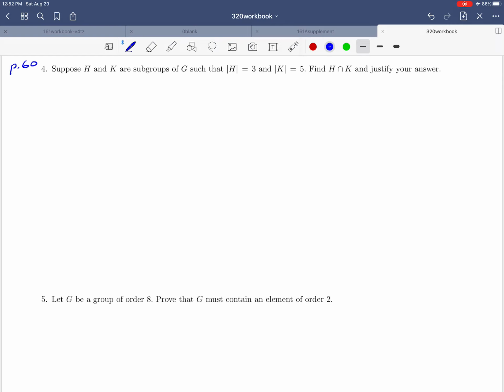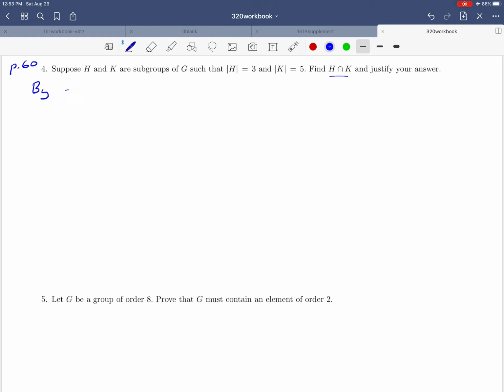Okay, so suppose that H and K are subgroups of G such that the order of H is 3 and the order of K is 5, and they would like us to determine what the intersection of H and K is. Okay, well, this is a problem that we can do using Lagrange's theorem if we think about it in the right way. Okay, so we're going to start with an observation from a previous homework problem that tells us that if you take the intersection of two subgroups, you get a new subgroup.